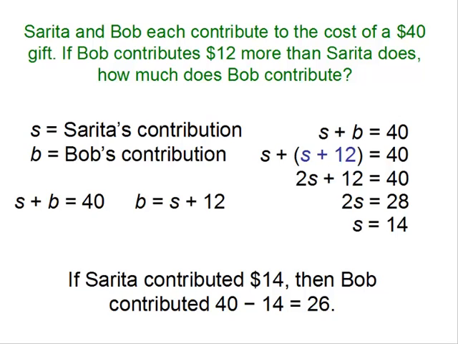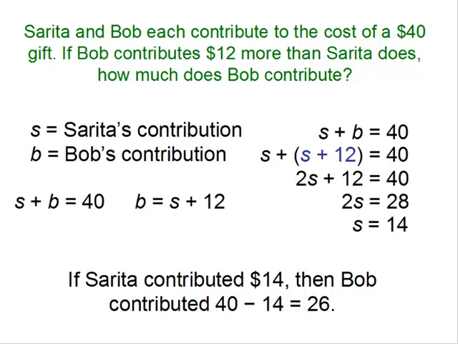Quick check with a number example. So if Bob contributed $13 and he contributes 12 more than Sarita does, I'm just looking at the language here, then Sarita must have contributed $1. I don't care if it jives with the other thing about $40. I'm just looking at that second sentence. So 13 and 1 are valid test cases. And notice that 1 plus 12 equals 13. So this checks out. If you had misplaced the 12, the numbers would not check out. And that would tell you, fix it.